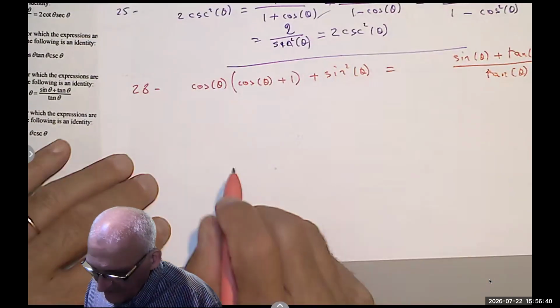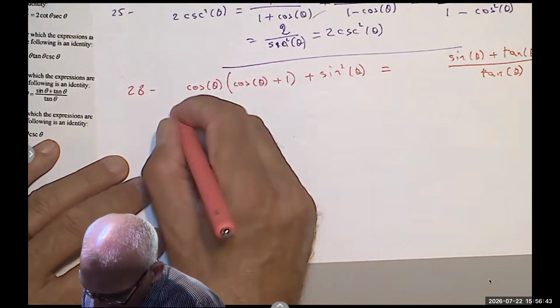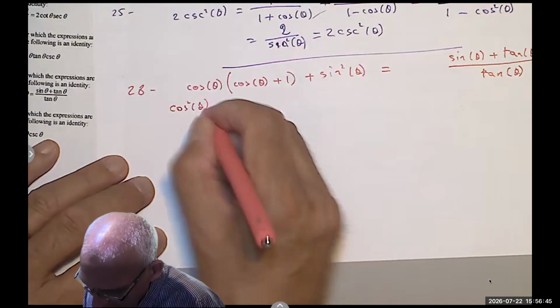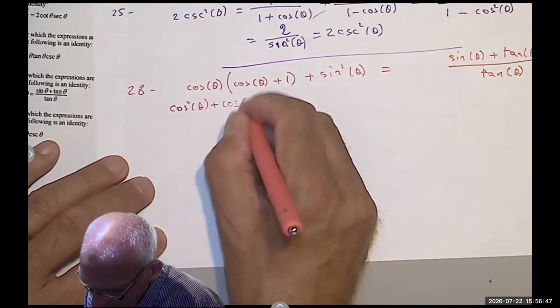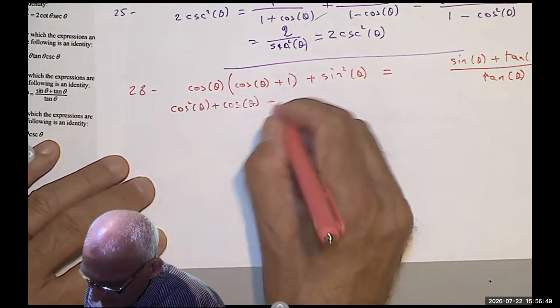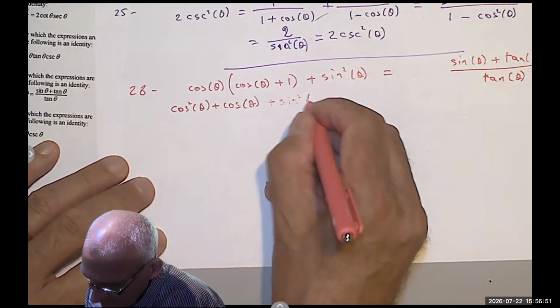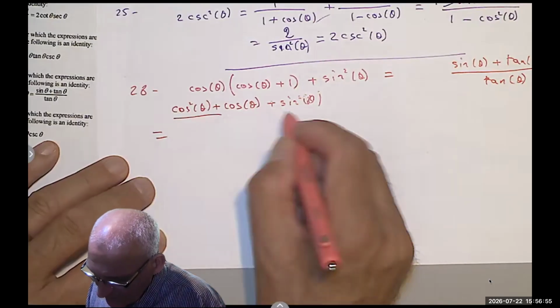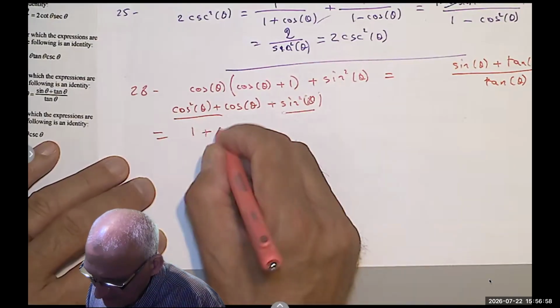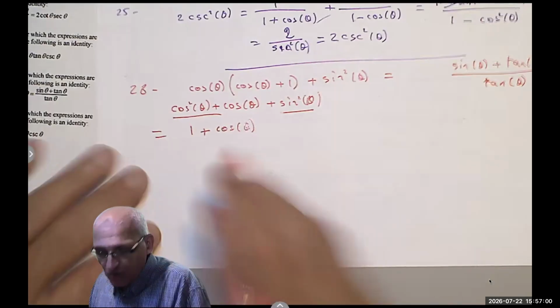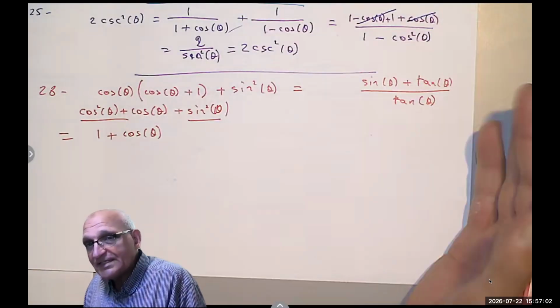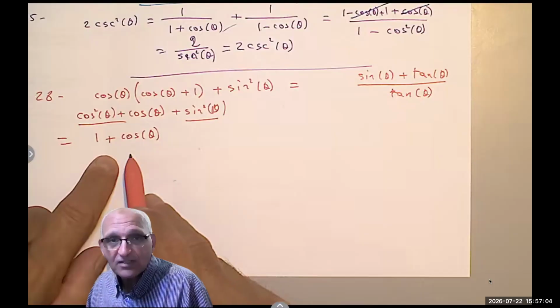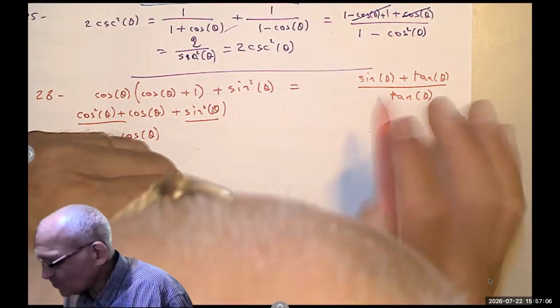So if I look at the left-hand side and I distribute that, I get cos square theta plus cos theta plus sine square theta equals. These two add up to 1, so I get 1 plus cos theta. I can stop there and then go to the right-hand side and prove that it's 1 plus cos theta. That's the easiest way to do it.